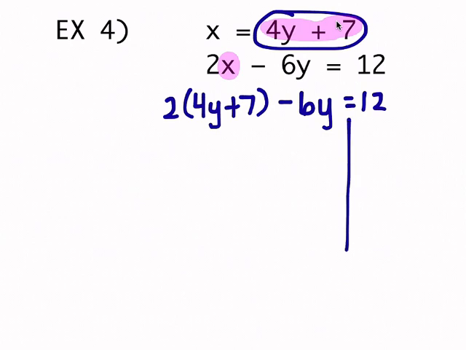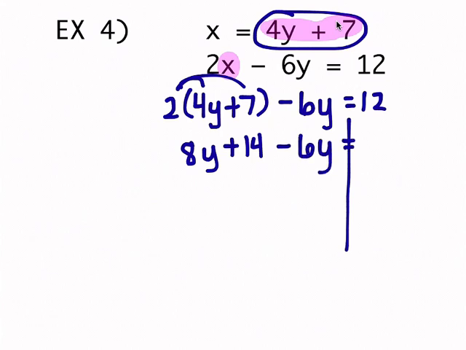Simplify. Let's distribute. 2 times 4y is 8y. 2 times 7 is a positive 14. And I can't forget my minus 6y. 12 on the other side drops. We combine our like terms. I have 8y and a negative 6y on the same side, so 8 plus negative 6 is 2y. I can't forget about my plus 14. 12 on the other side drops.